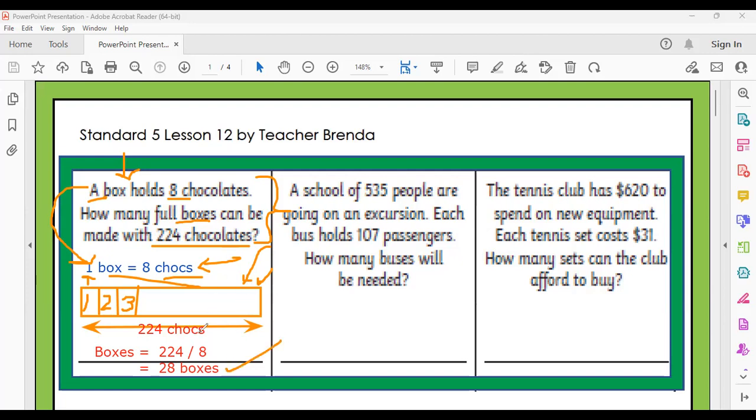So I need you not to just write this part, guys. You need to draw. You need to write your 1, 2, 3, but you can just put dot, dot, dot for the rest because you want to find out how many boxes there are. So literally there are 28 boxes that will fit 224 chocolates. That's it. Are you clear? Can I have a thumbs up? Then we move on to the next question.